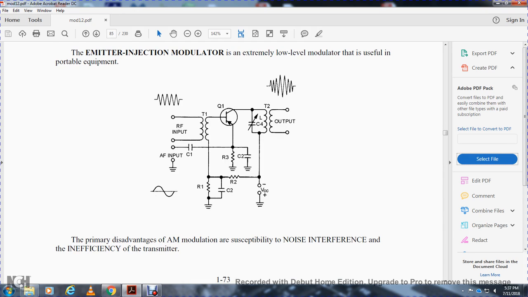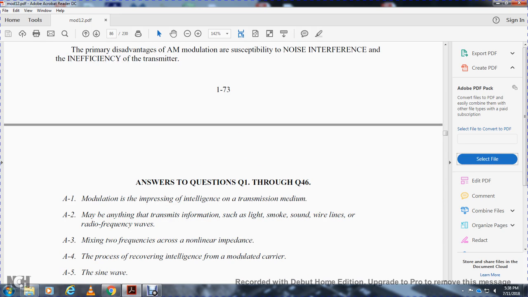The primary disadvantages of AM modulation are susceptibility to noise interference and inefficiency of the transmitter. And that was the Chapter 1 summary.